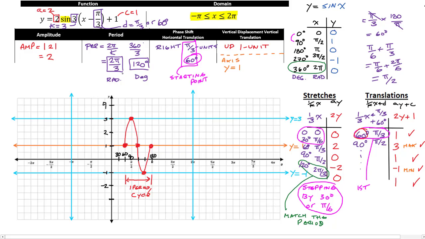So let's extend it. I'll use the rest of the graph in a different color, just so we can differentiate between the original period and then us extending it. So I'll just do the rest in blue. All right, so what am I doing? Starting at 1, then to 3, then 1, then negative 1, then back to 1. So I'm just going to go up and keep the pattern going. Up, down, down, up, up, down. All right, run out of room. There we go. All right, connect the dots. Make your nice smooth wave.